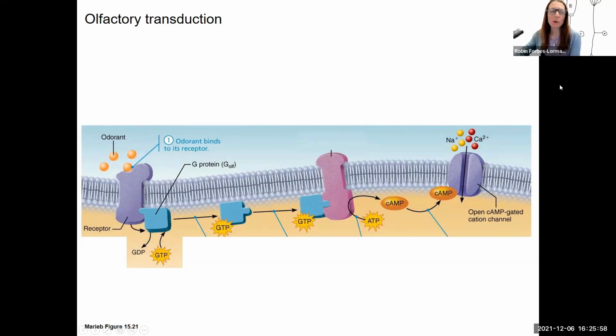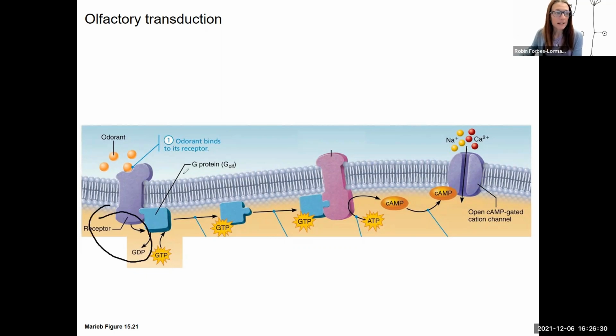This is how odorant molecules are going to transduce their signals. It's more simple than taste, only one mechanism. So I do want to cover it here. And this is review of your G protein coupled receptors. So odorant molecule is binding to its receptor. The chemoreceptor is what this is. It's a G protein coupled receptor, right? G protein coupled receptor. You can see that right here.